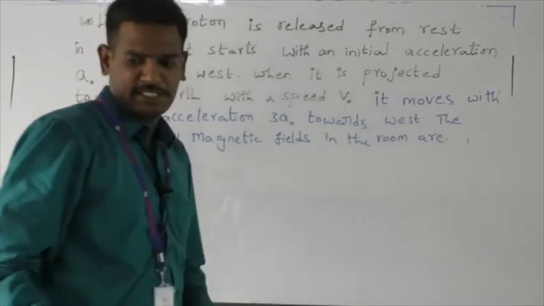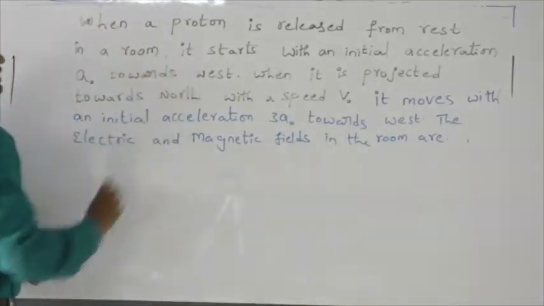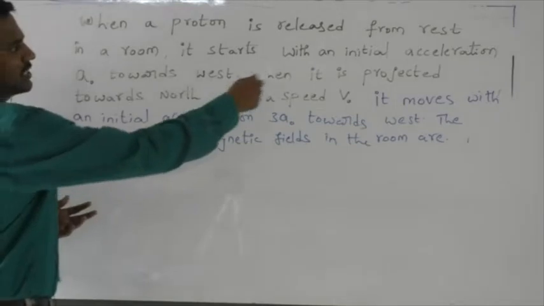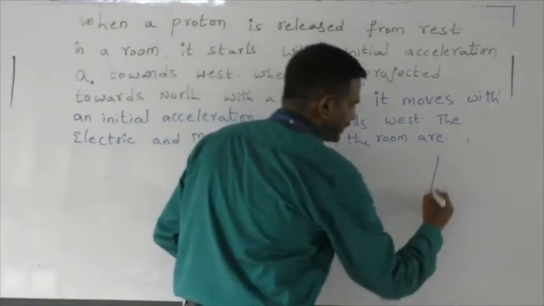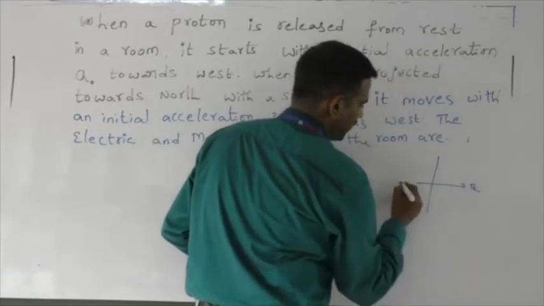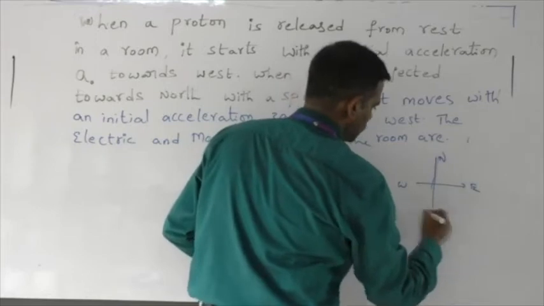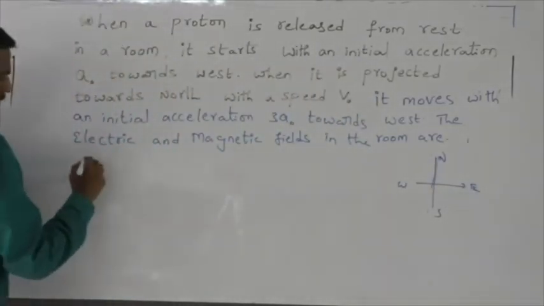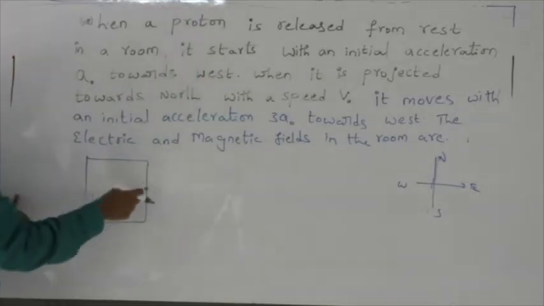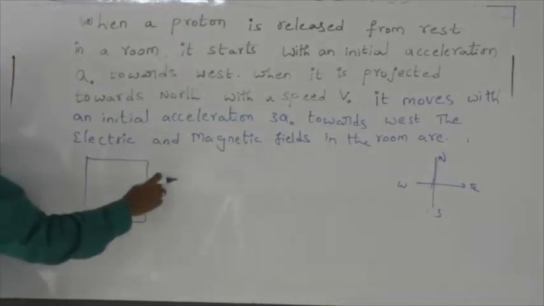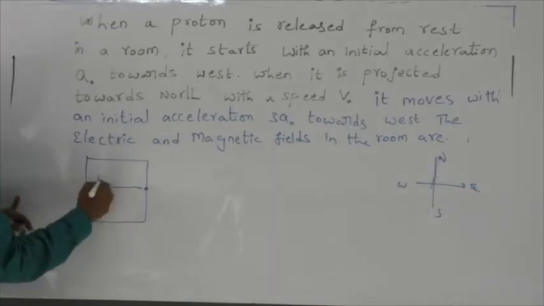Well, so here is the question that we have to understand. When a proton is released from rest in a room, it starts with an initial acceleration of a naught towards the west. Now, first of all, let us try to draw east, west, north, south. So here is a room where I have kept the charged particle, the proton, at rest. When I release it, immediately it starts moving towards the west.